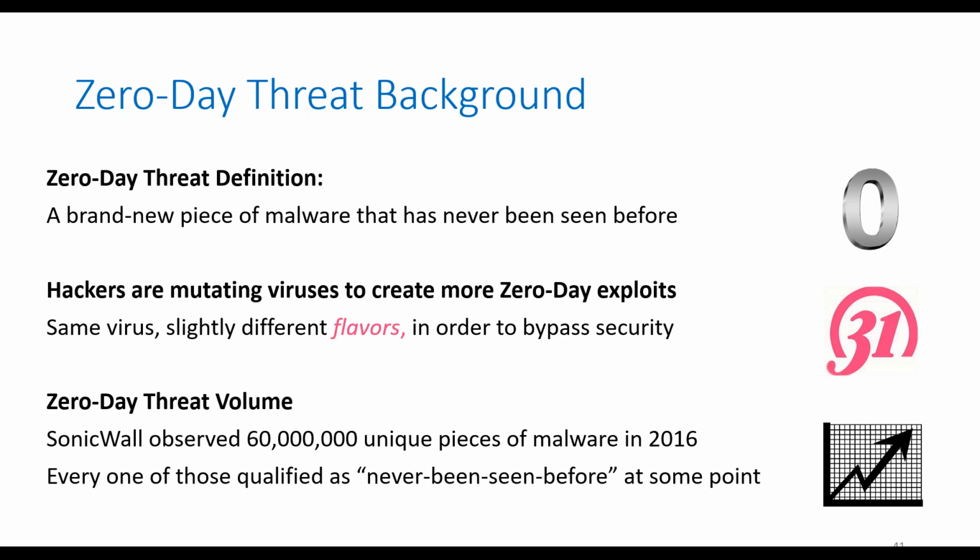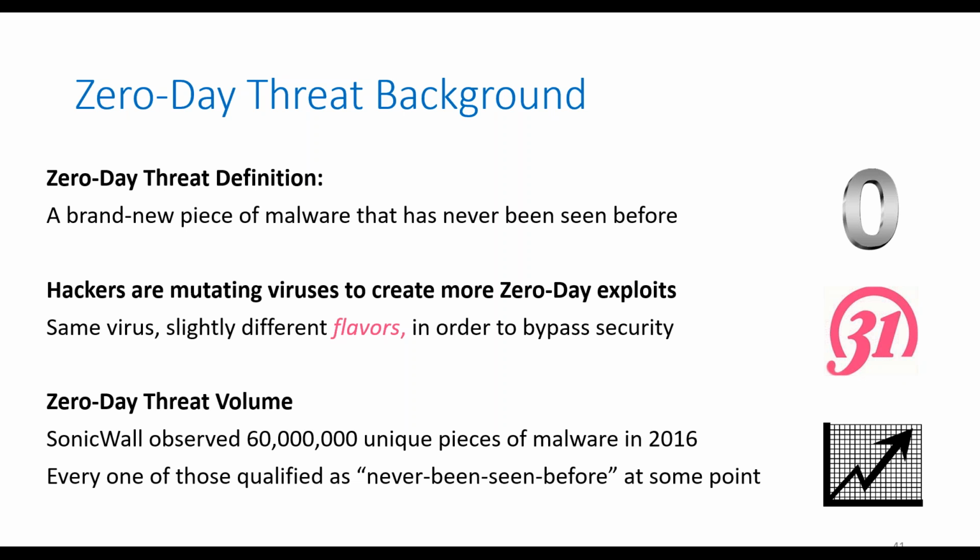The definition of a zero-day threat is a piece of malware that's never been seen before. Hackers are mutating existing viruses, which is resulting in a huge amount of growth in how many we're seeing. And on zero-day threat volume, last year SonicWall observed 60 million unique pieces of malware. At some point, every single one of those was brand new, never seen before. Every single one of those was a zero-day threat at some point. So the volume is just incredible.